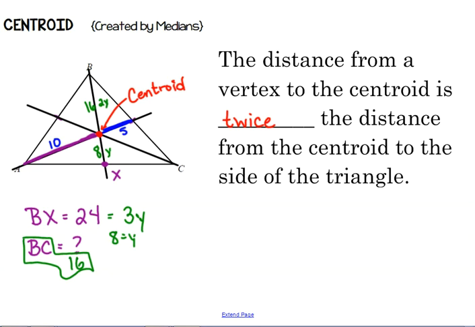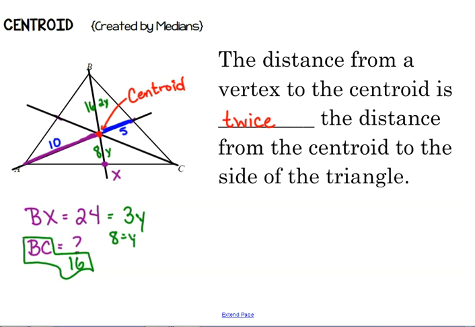And in the pictures, that should look pretty obvious. I mean, you can't always trust the picture. They're not always drawn to scale. But if you just look at that model, you can tell that that one segment from the vertex to the centroid is definitely longer than the distance from the centroid to the side.